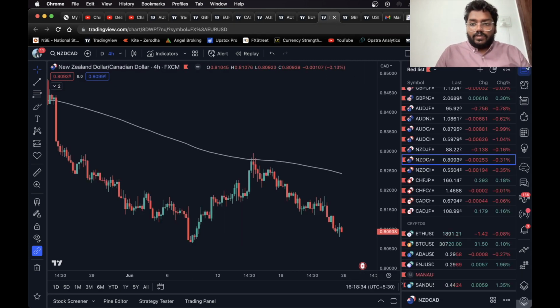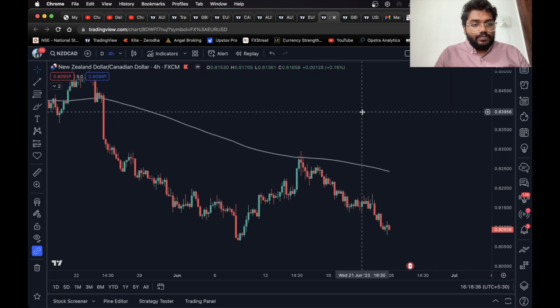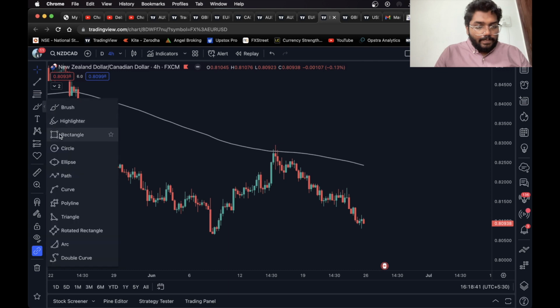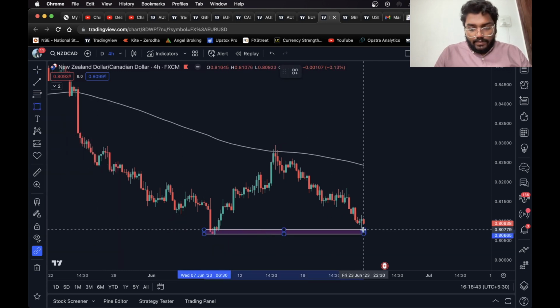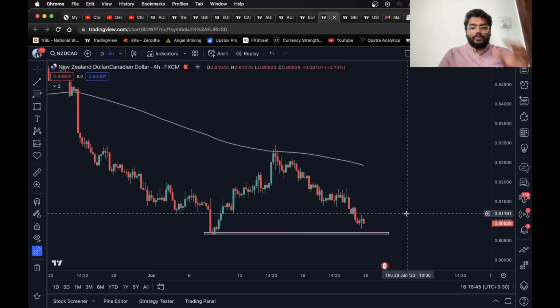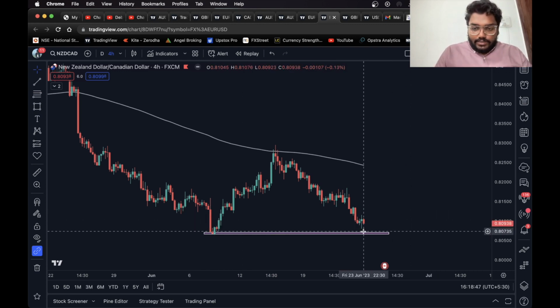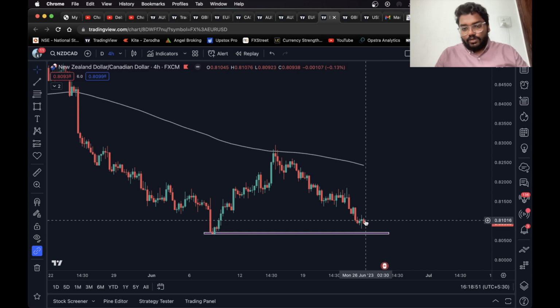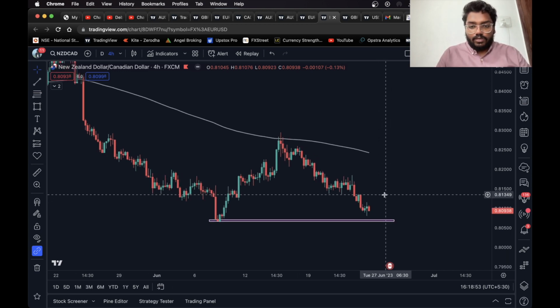Moving on to the next one, we have the 4 hours time frame, New Zealand dollar and Canadian dollar. Okay, as you can see, this can be considered as a support level, and if the stock touches this level and goes up, this can be considered as the first bottom and this as the second bottom. So this can be considered as a double bottom pattern.